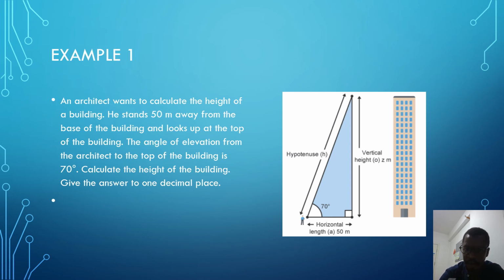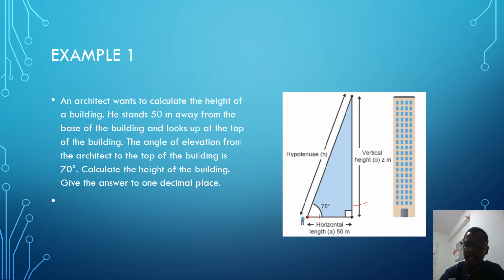So this is your building. You stand 50 meters away from the building, you stand here, then you look upwards. You measure the angle of elevation with a clinometer. You find that the angle of elevation to the top of the building is 70 degrees. Now the question is, calculate the height of the building, without physically measuring it, but using trigonometry.